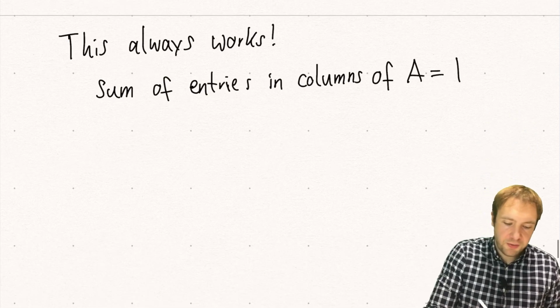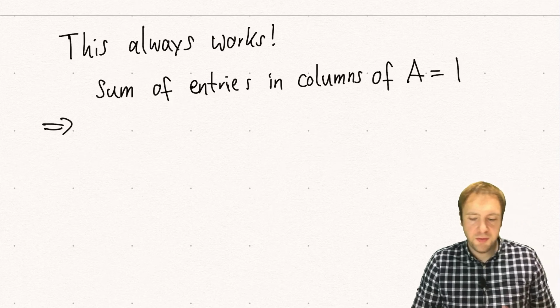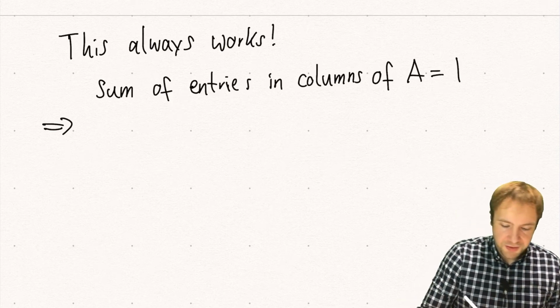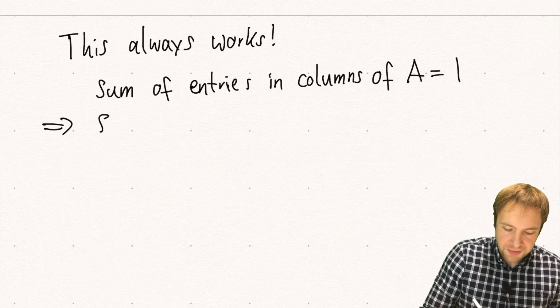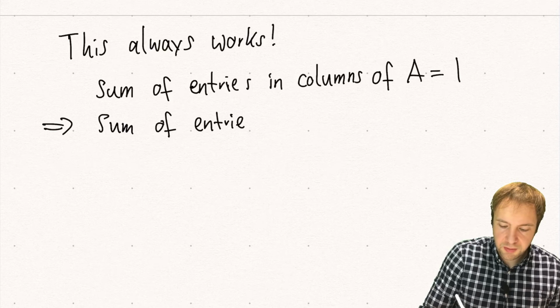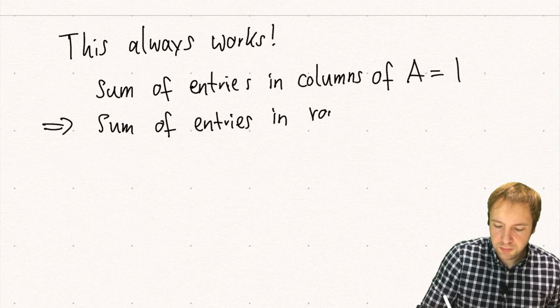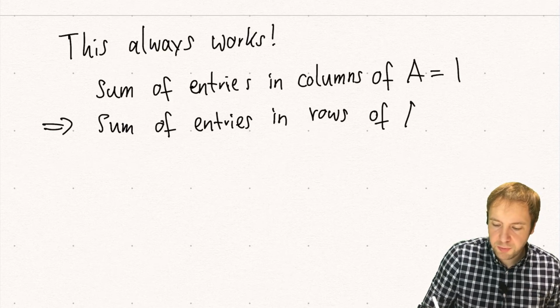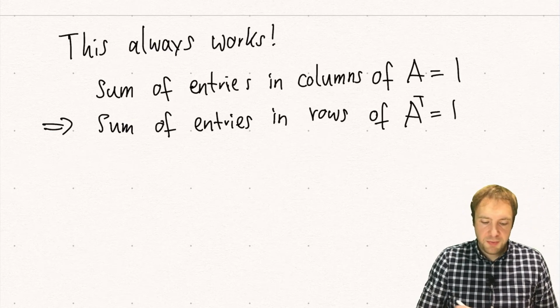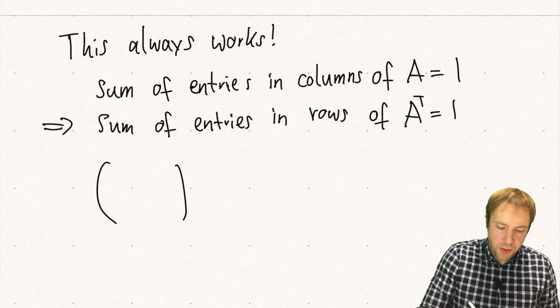But now we can consider the transpose. So what is the transpose of a matrix? It interchanges columns and rows. And therefore in this case the sum of entries in rows of A transpose is also 1. But what does it mean if I have a matrix where the sum of the entries here is 1?